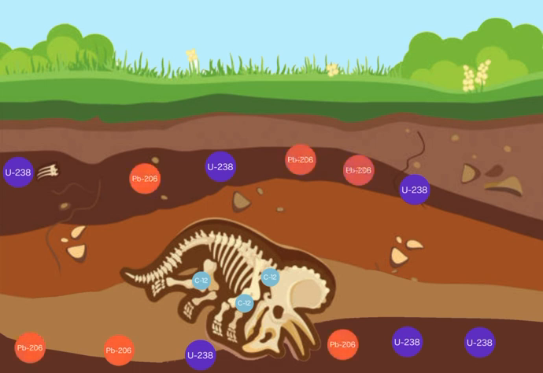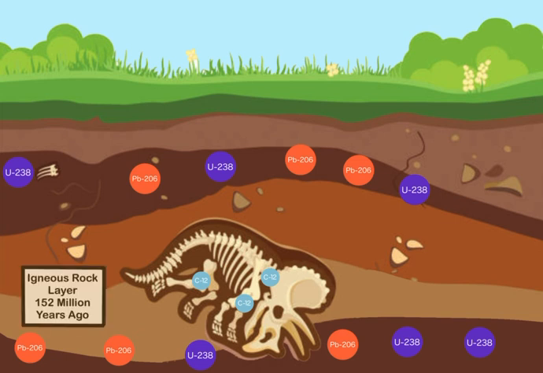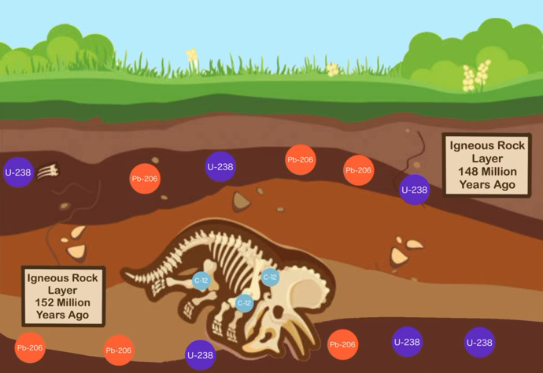They measure the ratio of uranium-238 to lead-206 and use the half-life equation of uranium for radiometric dating. The layer beneath the bones is dated to determine the upper bound of the fossil's age, and the layer above tells us the lower bound. This method of radiometric dating gives us a range of the fossil's age.